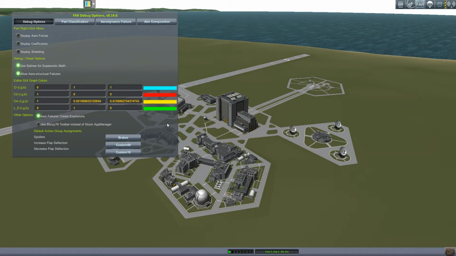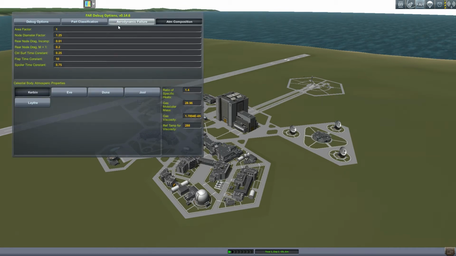So they are automatically placed without you having to have the upgrade. You can also toggle a few other things, like aerodynamic failures, and display the forces, coefficients, and shielding when you right-click on a part while you're flying. Of course, I generally prefer to use the flight tent thing for that, but you can use these if you wish. And there's a few other options here, which is a little bit beyond the scope of this tutorial.